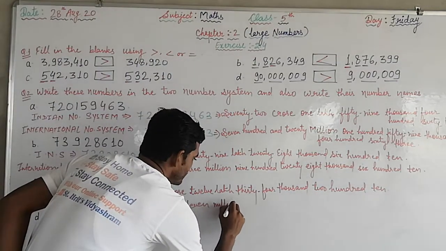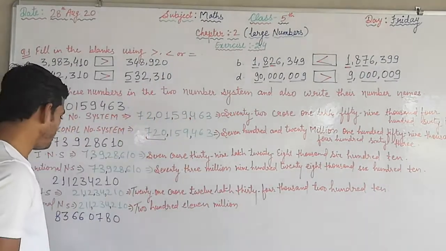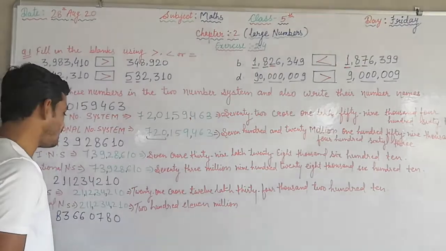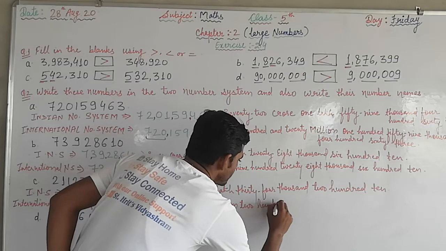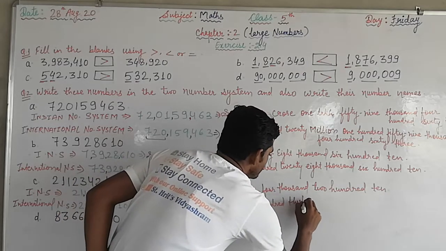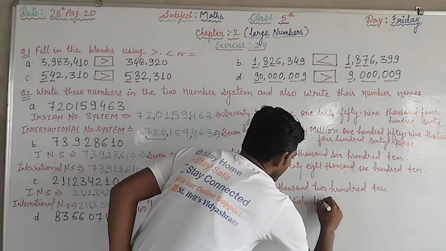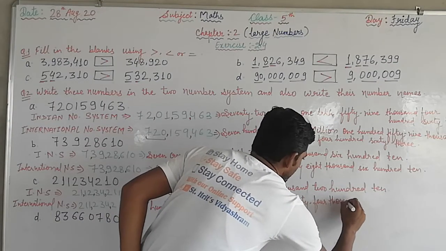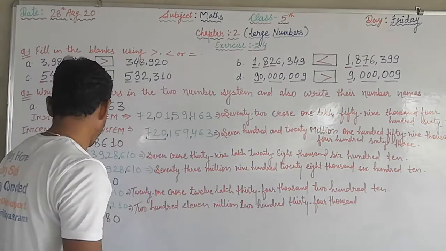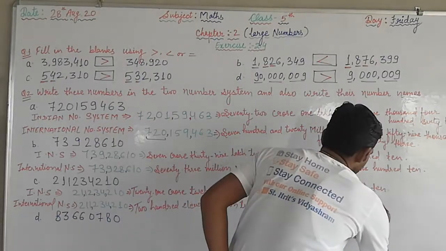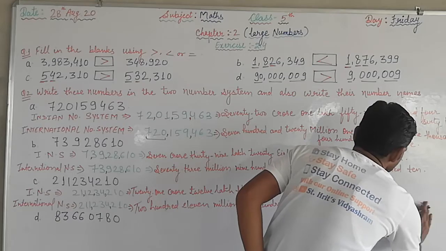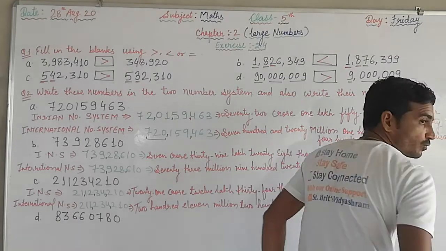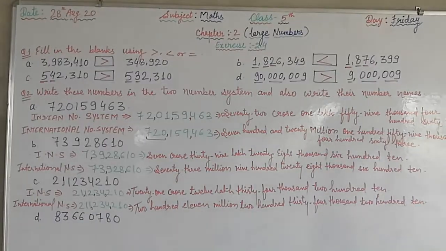211 million, 234,210. Now the last one, the last question, that is the D part.